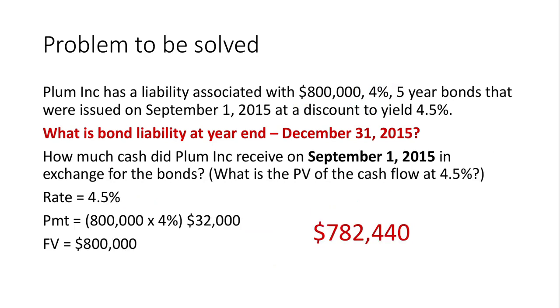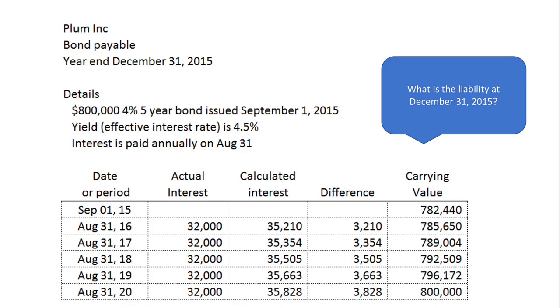So when you use your present value calculator or Excel or whatever method you're going to use, you're going to find the present value is $782,440. That's how much the bonds were issued for, not the liability at the year end. So that's at September 1st. In order to answer the question, we have to go a little bit further.